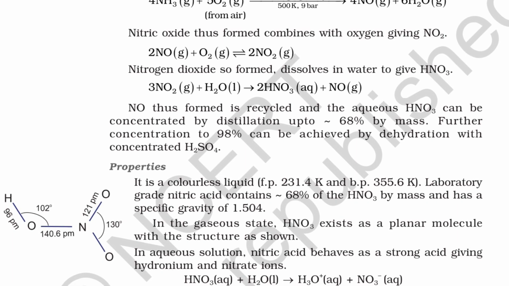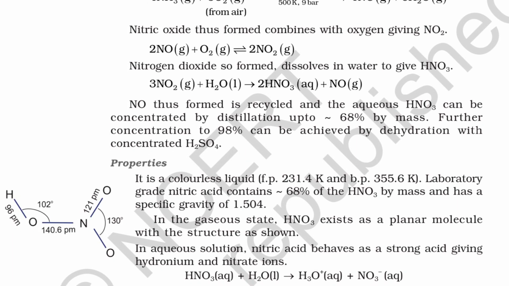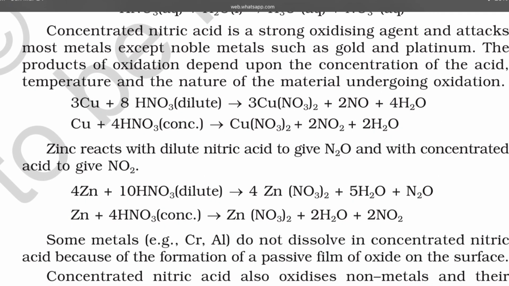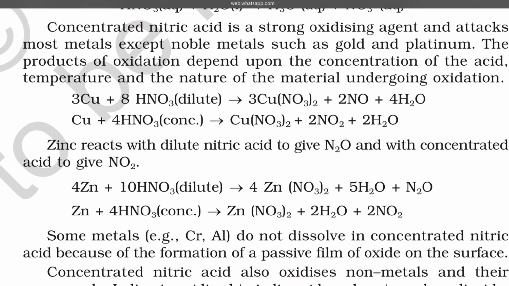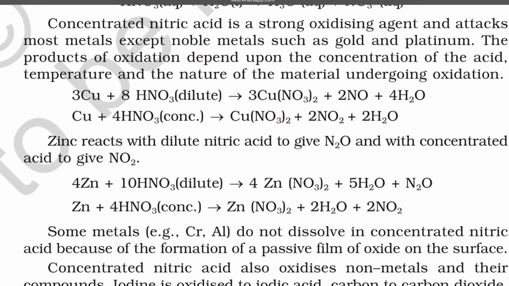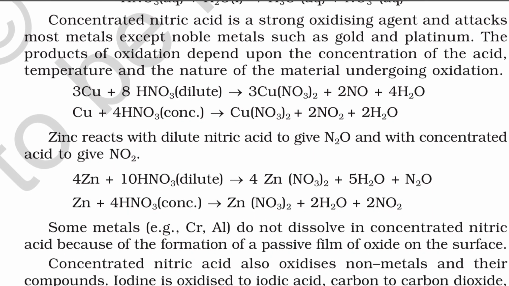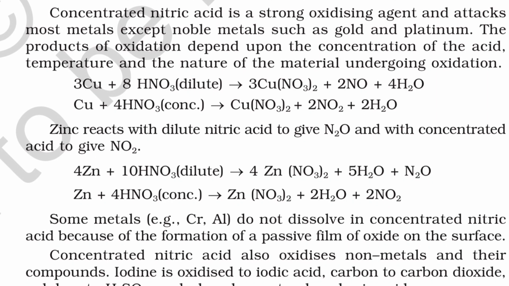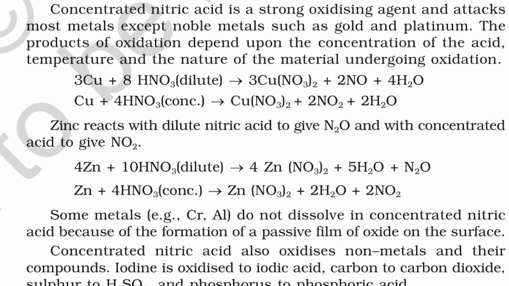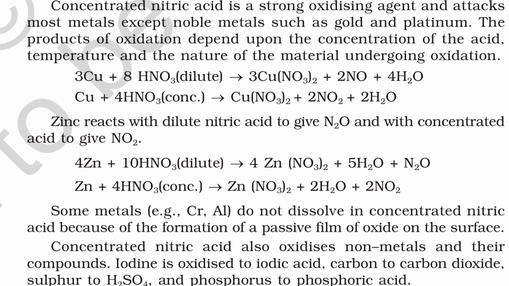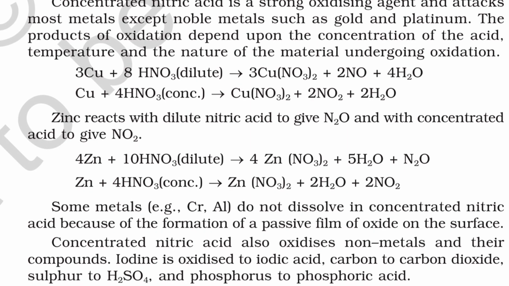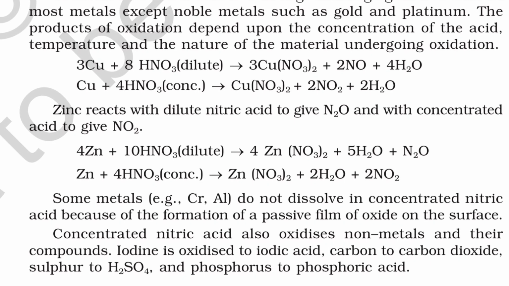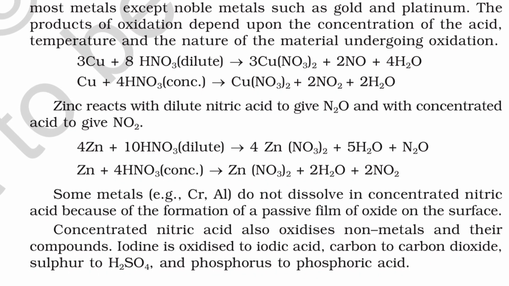In aqueous solution, nitric acid behaves as a strong acid, giving hydronium ions and nitrate ions. Direct question, direct point. Concentrated nitric acid is a strong oxidizing agent and attacks most metals except noble metals like gold and platinum. The products of oxidation depend upon the concentration of the acid, temperature, and the nature of the material undergoing oxidation. Copper with dilute HNO3 gives copper nitrate and NO, whereas concentrated HNO3 gives copper nitrate and NO2. But zinc with dilute HNO3 gives zinc nitrate and N2O, and with concentrated HNO3 gives zinc nitrate and NO2.